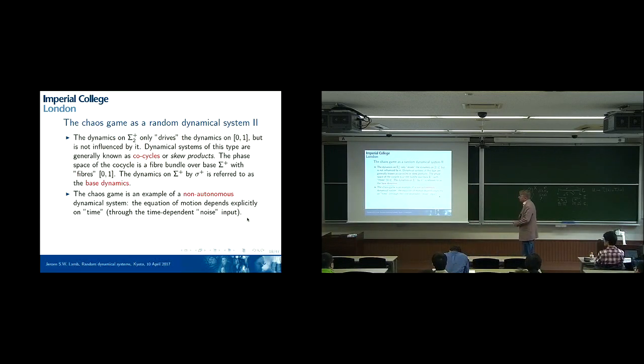So we have this cocycle, and we call the dynamics on omega the so-called base dynamics. The base dynamics on omega, sigma 2, feeds into the dynamics on 0, 1, but not the other way around. What happens here doesn't influence this. This is just a process that works by itself. So it's rather boring, but it feeds into this process.